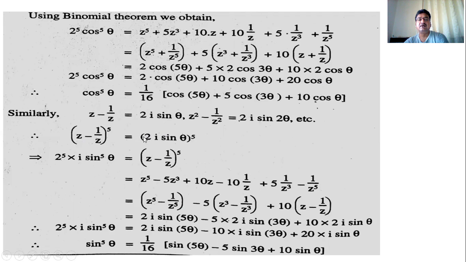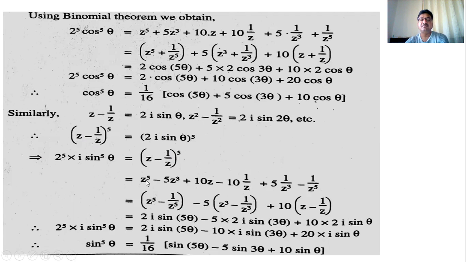Then this 2 raised to 5, that is 32, and i raised to 5 is what? i raised to 5 is i squared into i squared into i, and i squared into i squared is plus 1, so i raised to 5 is i. So 32 i sin raised to 5 theta is equal to Z minus 1 by Z raised to 5, and the expansion is the same. First term plus, then second term minus, then plus, minus, plus, minus. Only here it is Z minus 1 by Z, and this is the expansion of Z plus 1 by Z raised to 5. So just write first term plus, then minus, plus, minus, then plus and minus.